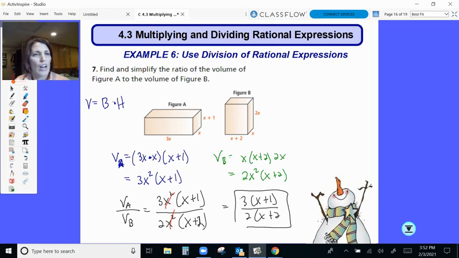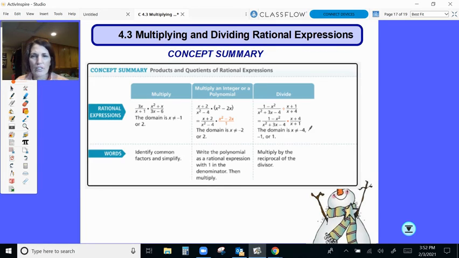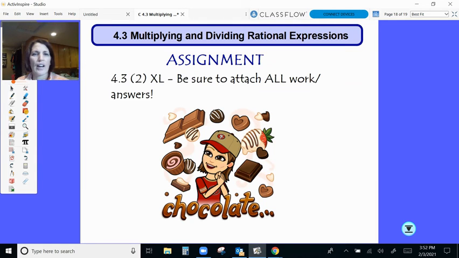Okay? All right, so this is a little summary, by the way, of your multiplication, division, and rational expression, and so forth and so on, okay? And then you have an Excel.